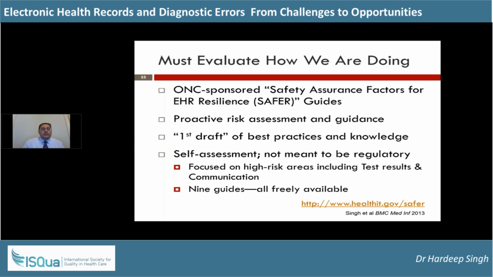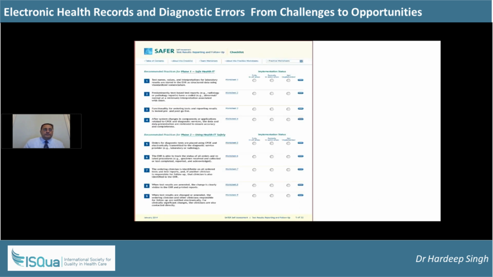This is what they look like. This is just to give you a little bit of an idea. We develop recommended practices on behalf of the Office of the National Coordinator in the U.S. And again, if you look at them, there are lots of good practices. So for test results reporting and follow-up, there's about 23 good practices we recommend. And you look at the practice and you see, are we doing this in our healthcare system or not? And you could say implementation status is partial or not implemented. And does that mean that issue is a risk for us? So it's a self-assessment tool.